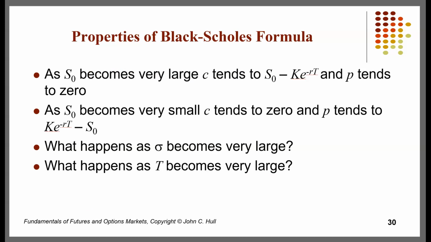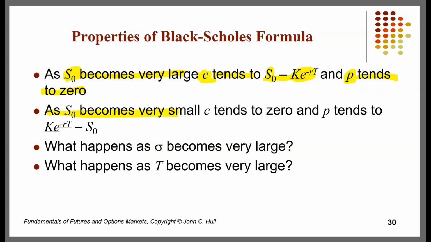Now, what are the properties of Black-Scholes? As S0 becomes very large, that's the underlying, the call tends to S0 minus the present value of strike. So the option gets in the money. So if the stock price increases, the call option gets closer to being in the money, because ST tends towards S0, and then we have that with the respective probabilities, and P, which is the put value, tends to 0. So when the call is in the money, the put loses value on the same underlying and the same strike.